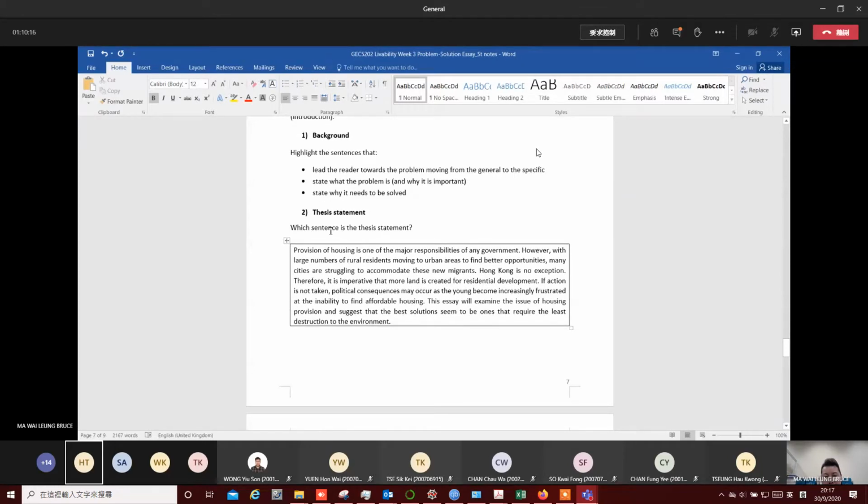We have done this one. Which sentence is the thesis statement? This is based on the reading we did before. This is the thesis statement: This essay will examine the issues of housing provisions, that's the problem, and suggest that the best solutions seem to be the ones that require least destruction to the environment.